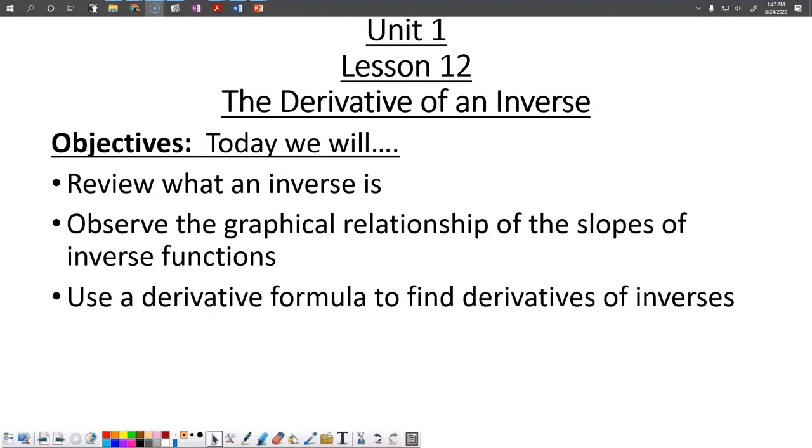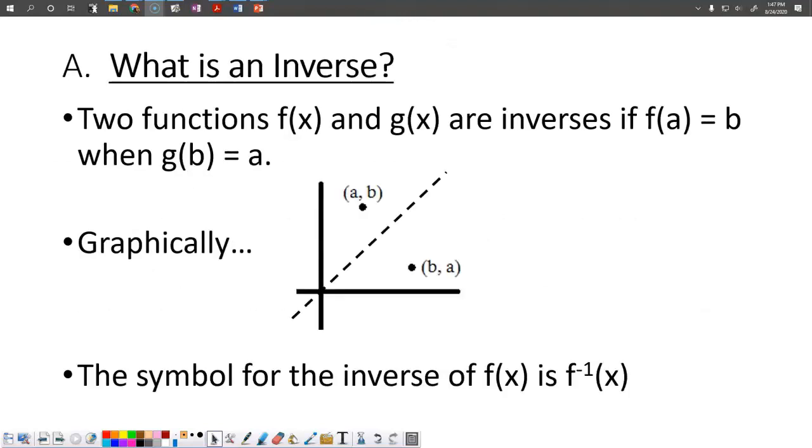So the first thing we need to do is review what an inverse even is. After that, we're going to observe the graphical relationship of the slopes of inverse functions. In other words, if you compare a function to its inverse, their slopes have a very interesting relationship to each other, and that's what we're going to look at. After we've laid all that groundwork for what an inverse is and what their slopes look like, we'll be ready to dive into the calculus and talk about the derivatives of inverses, because after all, derivatives are slopes. So that's going to be our first order of business. First of all, let's review what inverses are.